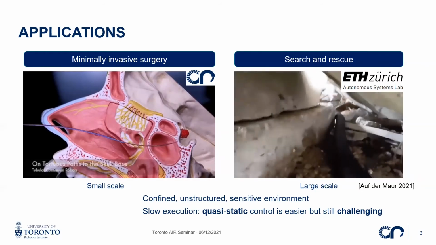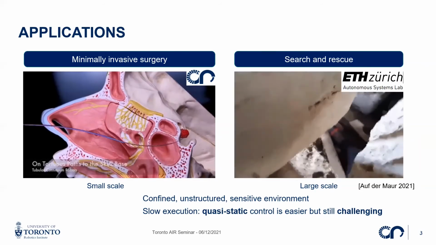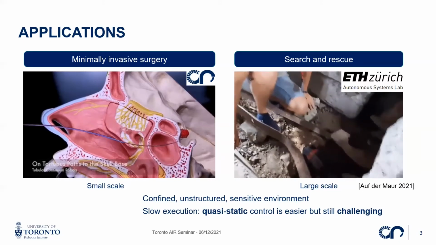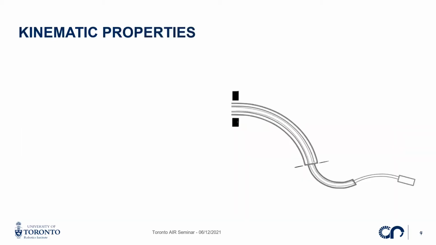So these continuum robots have a lot of nice properties, but of course there are a number of challenges behind their use. And in particular, they are most of the time controlled in a quasi-static way in order to ease their control, because the dynamic control is pretty complex. But still, quasi-static control is still challenging today due to the particular kinematic properties of these robots.